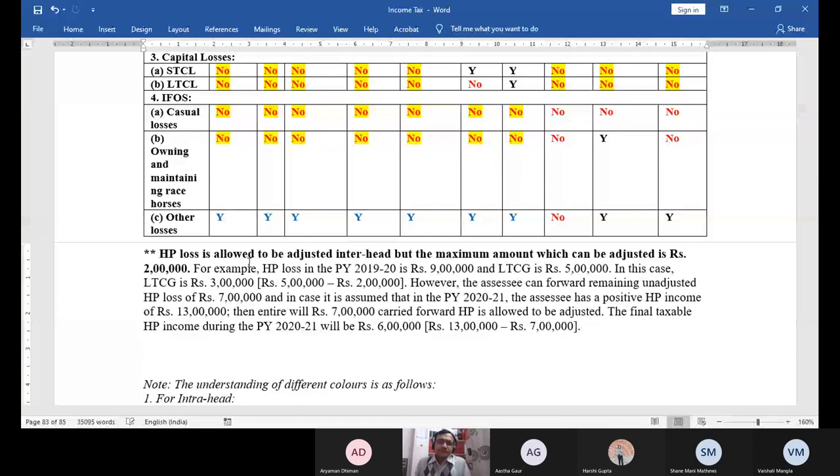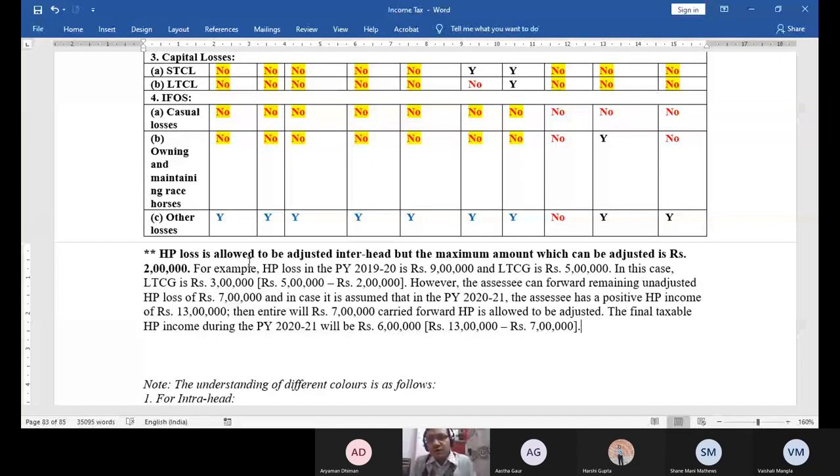Are you getting the point? In the first year, the main year in which you have an HP loss, intra-head there is no limit. If I have one house property at negative 7 lakh and another house property at positive 10 lakh, I can adjust the entire 10 lakh against the house property. Intra-head house property has no limit, but inter-head, in the first year in which you have HP loss, the maximum you can adjust against other heads is 2 lakh. All other heads, not a single head, maximum 2 lakh adjustment is allowed. The remaining you can carry forward to the next year.